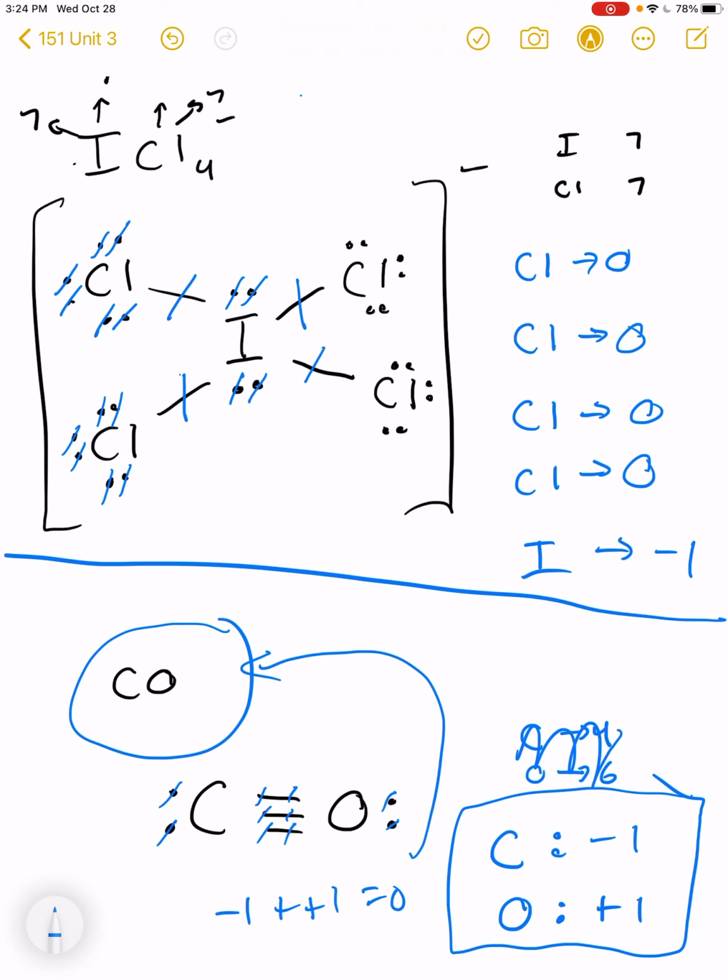Let's look at my ICl4 minus ion. Here, the overall charge is negative 1. That means that the formal charges must add to negative 1. And if I look at all of them, I have 0 plus 0 plus 0 plus 0 plus negative 1 is negative 1. And so that's confirmation that the formal charges are correct as well.